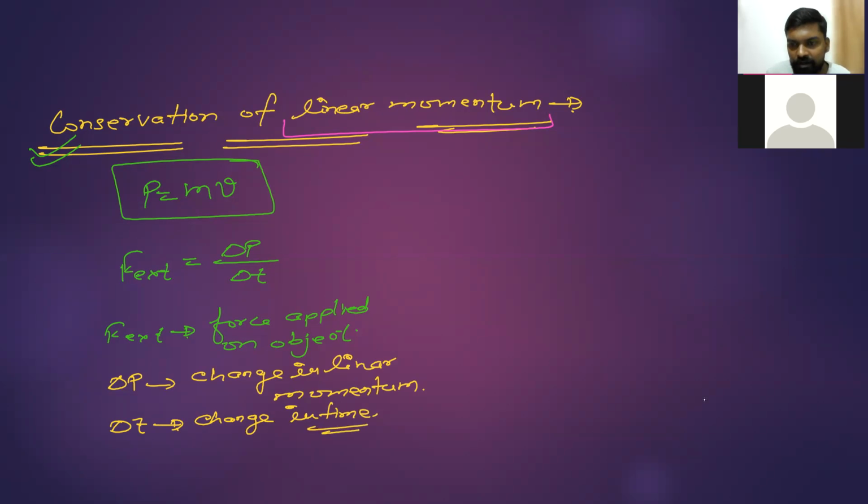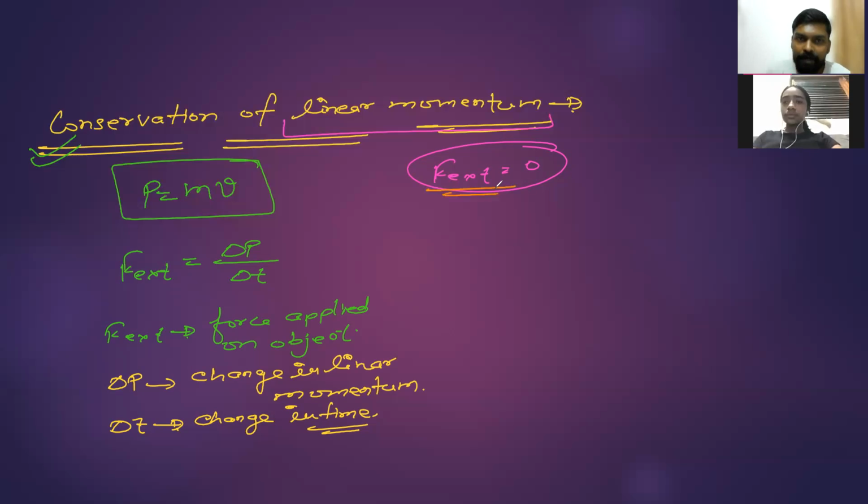So consider that the net external force on any object is zero. Net external force on any object is zero means the force applied on the object is zero. I mean to say that no force is acting on the particle or the system. System means a combination of some particles.